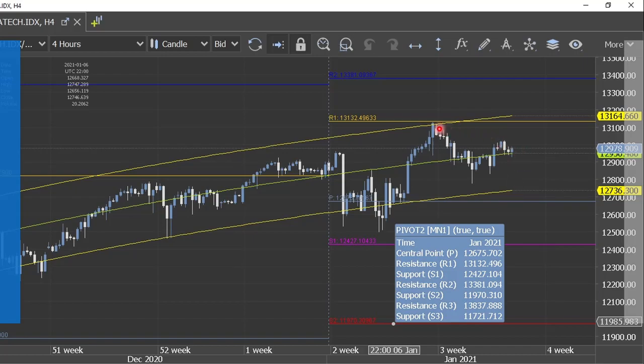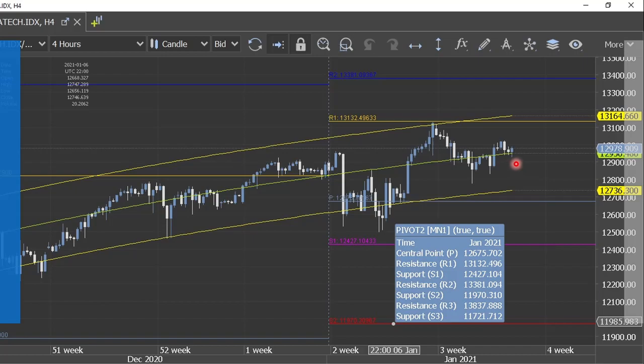we had observed this resistance exerting pressure on the Nasdaq and pushing it lower. But after these couple of sessions of consolidation, the momentum is looking solid for the Nasdaq, and in today's session, it has been able to hold above the 12,900 price area.